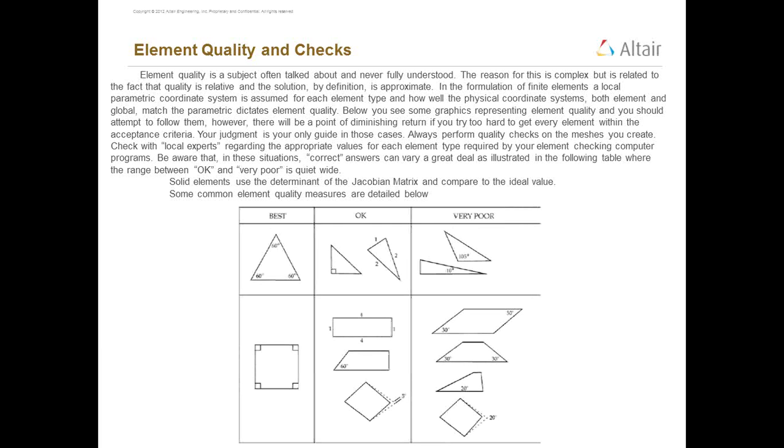Some common element quality measures are detailed below. The best 2D tria is 60, 60, 60 and all the sides are the same. OK is a right angle tria where two sides are equal and one is different. Very poor is like the third one with a 10 degree or a 105 degree angle. Same for the quad. Perfect is an ideal square, then a rectangle and some other changes in the sides or angles, and very poor is the 30 degree angle quadrilaterals.